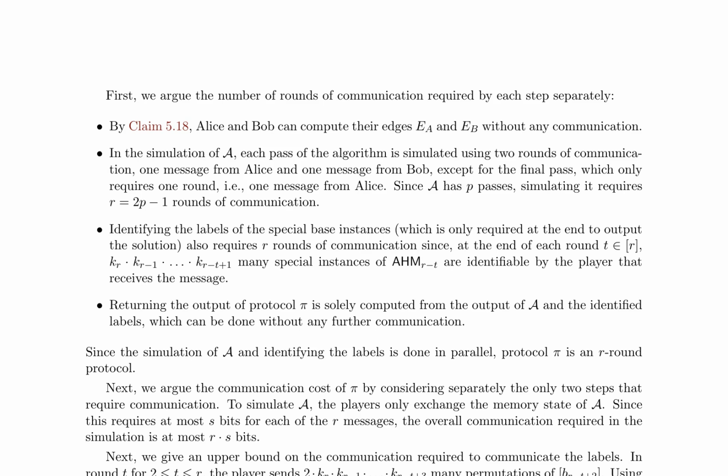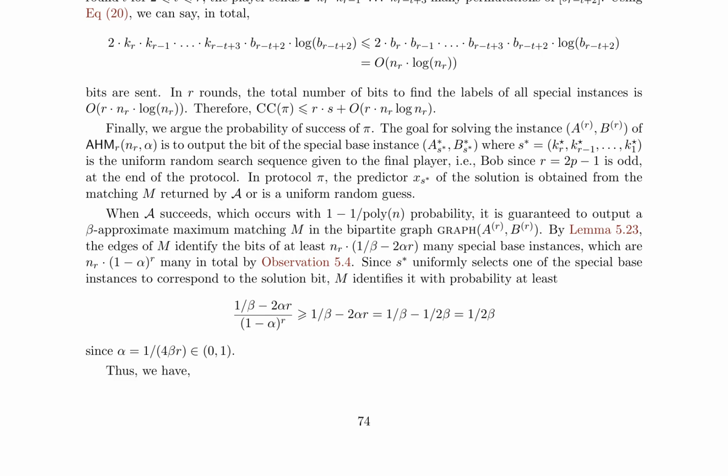The protocol requires R rounds of communication, where R equals 2p minus 1, and has a communication cost of cc(pi) less than or equal to rs plus O(R squared n_r log n_r). The probability of success is suc(pi) greater than or equal to 1/2 plus 1/(6 beta), where beta is the approximation guarantee of the maximum matching returned by A. The protocol is used to prove the connection between maximum bipartite matching in the dynamic streaming model and the AHM_R problem. The analysis of the communication cost involves bounding the number of bits sent in each round, resulting in a total of O(R n_r log n_r) bits sent in R rounds.